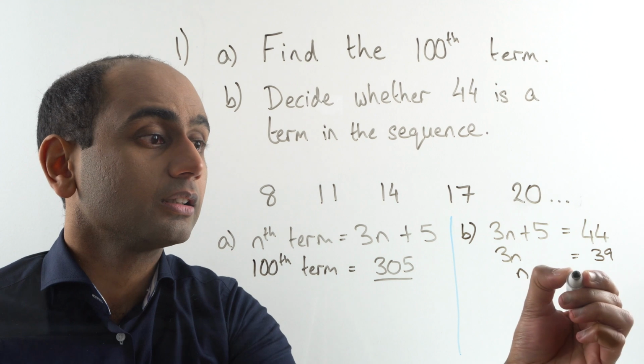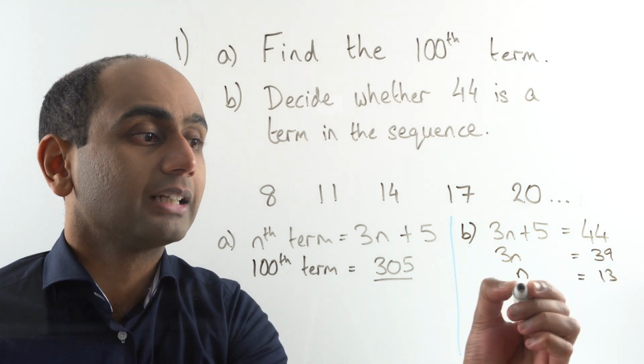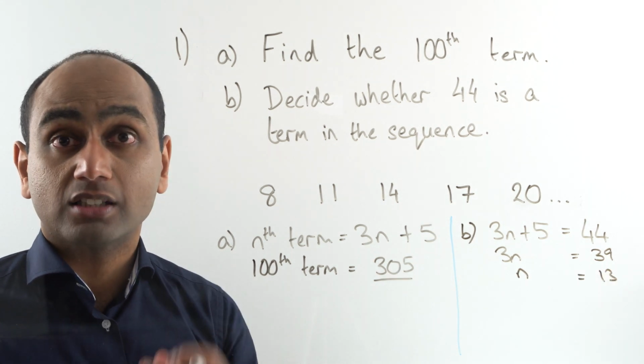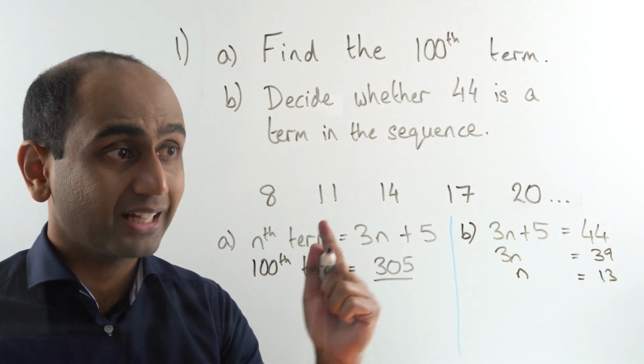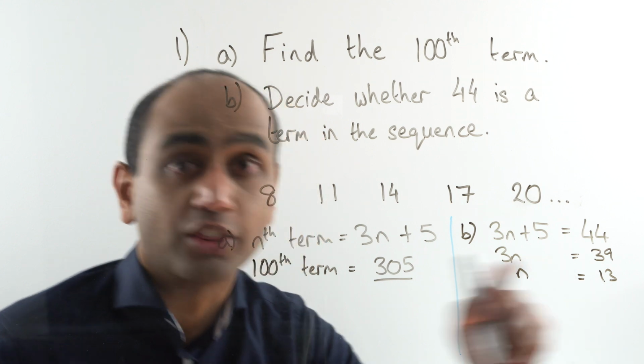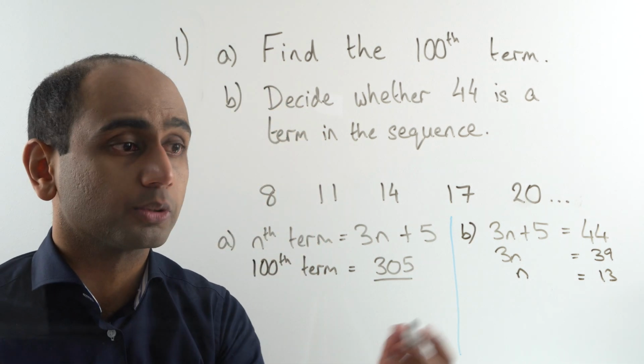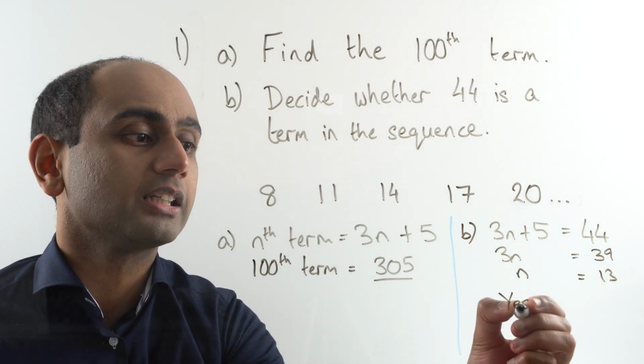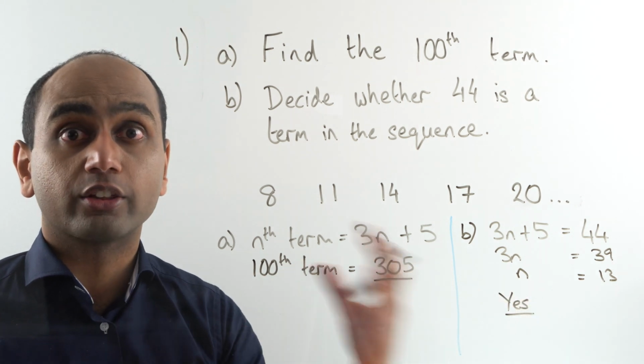Gives me n equals 13. Now that is a positive whole number. And that tells me that 44 is a term in this sequence, and in fact it is the 13th term of the sequence. So the answer is yes, it is the 13th term.